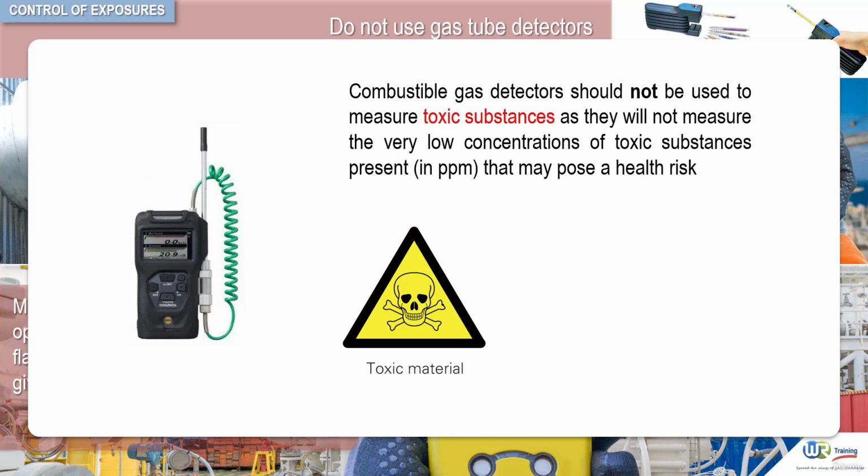In a similar manner, combustible gas detectors should not be used to measure toxic substances, as they will not measure the very low concentrations of toxic substances present that may pose a health risk. For example, recall the threshold limit value of hydrogen sulfide is 10 ppm. Hydrogen sulfide is also flammable, so the temptation here is to use a combustible gas detector for hydrogen sulfide to measure its toxicity. Now, as discussed in a previous video, hydrogen sulfide can kill long before its concentration reaches the LEL.